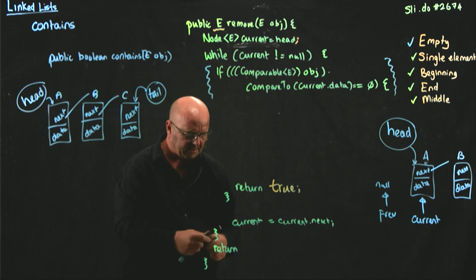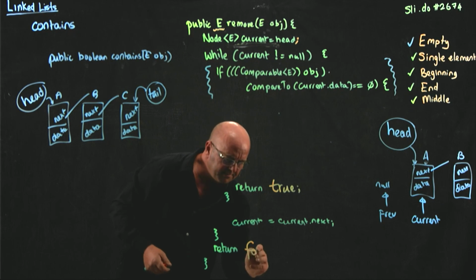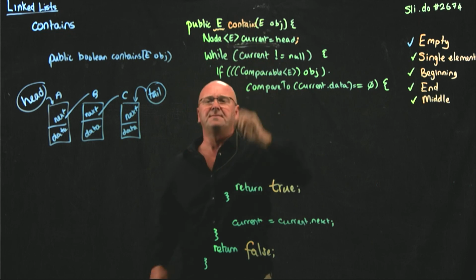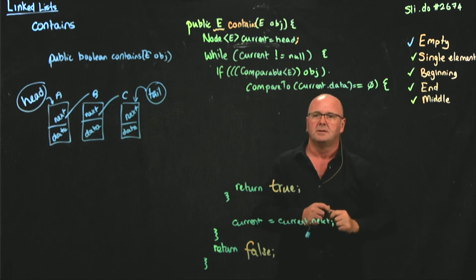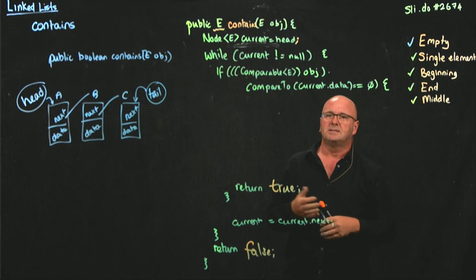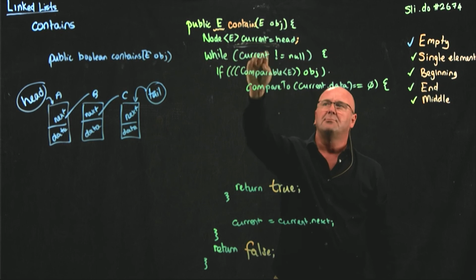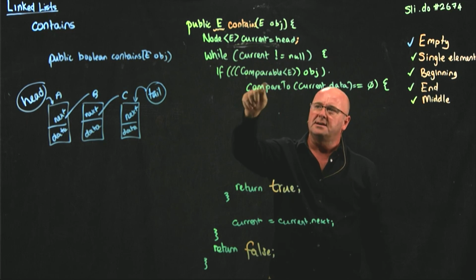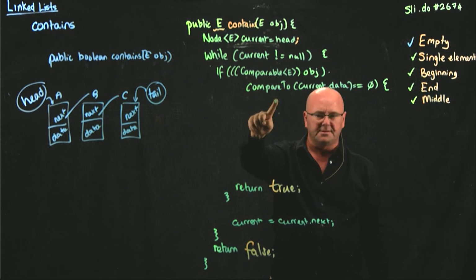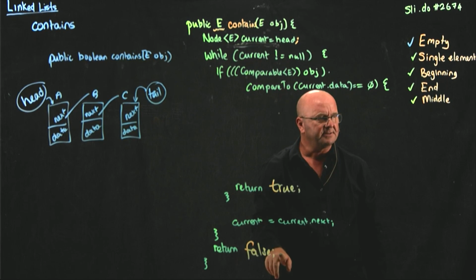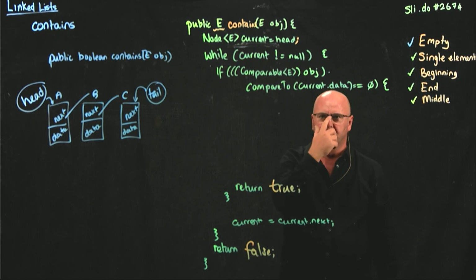And if I get to the end and I haven't found what I'm looking for, I don't want to return null. I want to return false. So my contains method, my find method, my has method, whatever you want to call it, is pretty simple. I just set a current pointer to head. While that doesn't point to null, I check and say, is this what I'm looking for? If it is, I return true. If it's not, I move it forward. And when I get to the end, I return false.